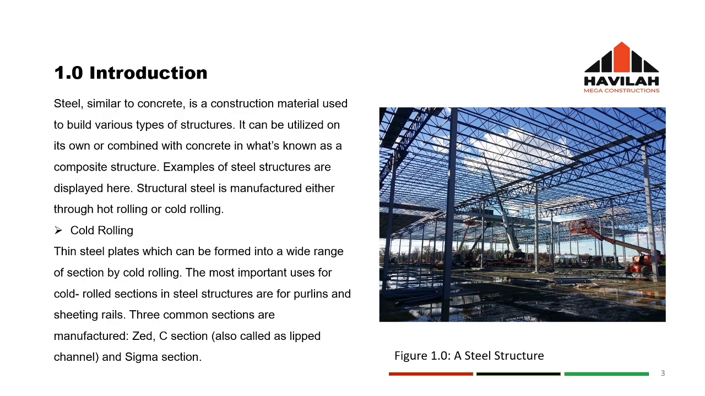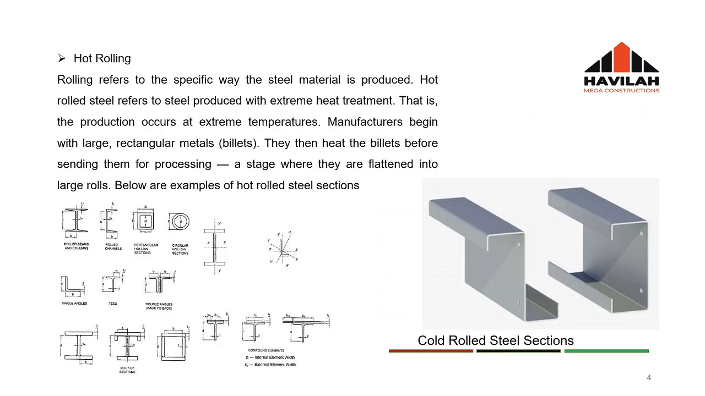Cold rolled sections are used for specific members like Z-pole lines or sheeting rails. And you see elements like the Z, the C sections, and the sigma sections. I have a picture of them here. Now, looking at the right hand side, you see the Z section there. You see the C section there also. All right, and we also have the sigma section.